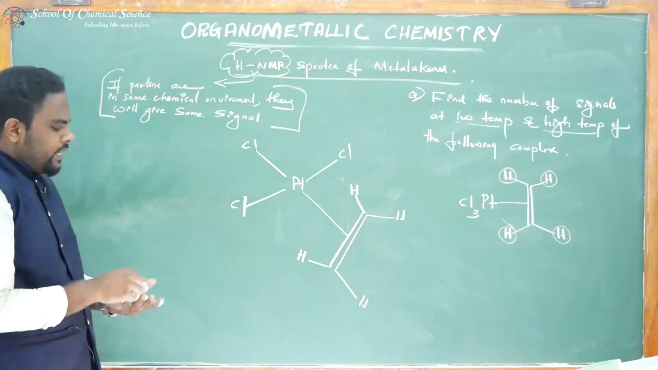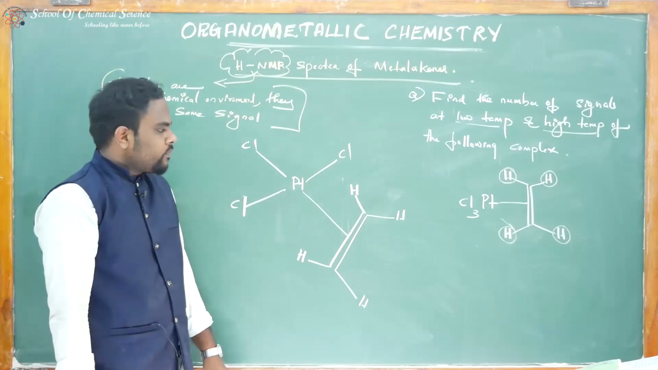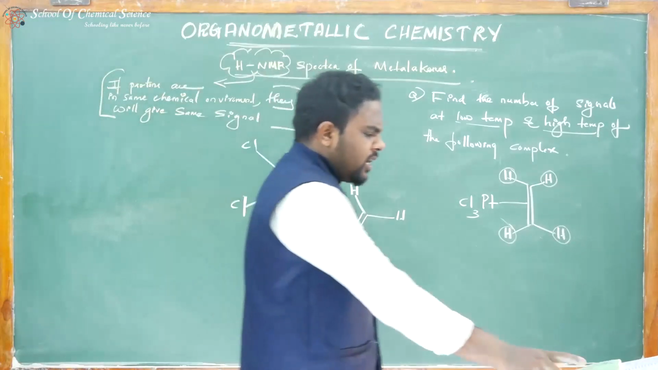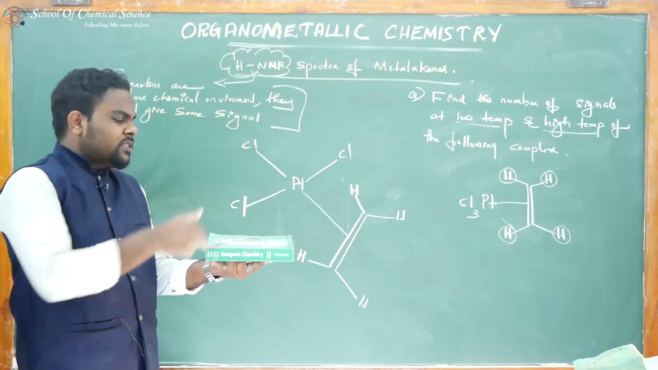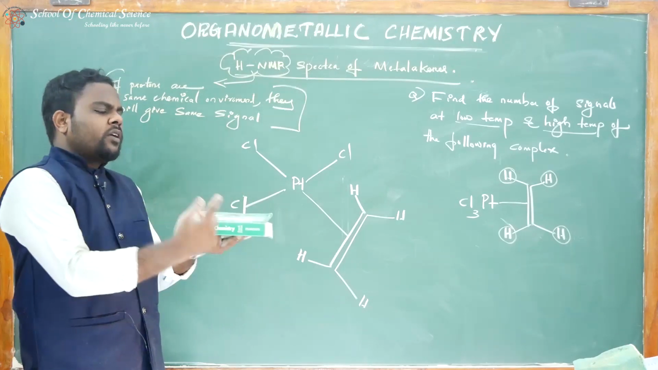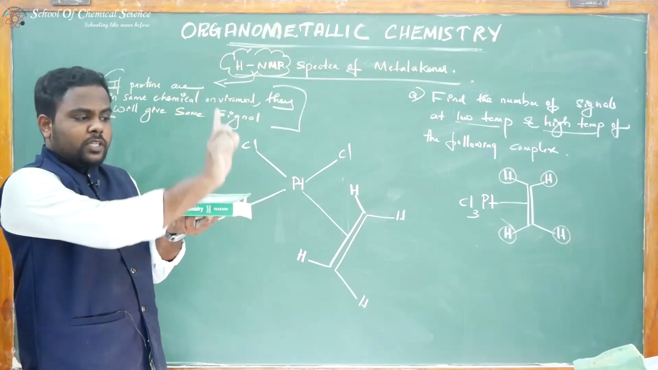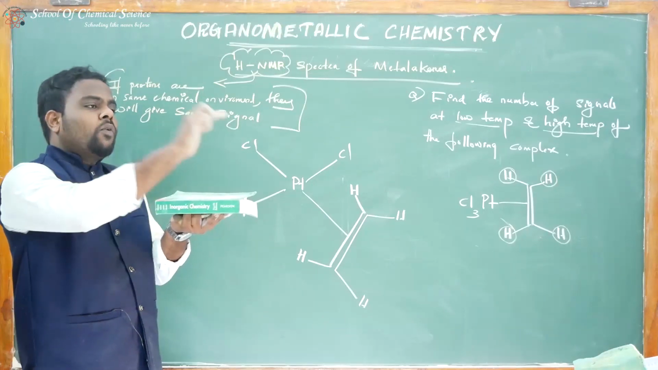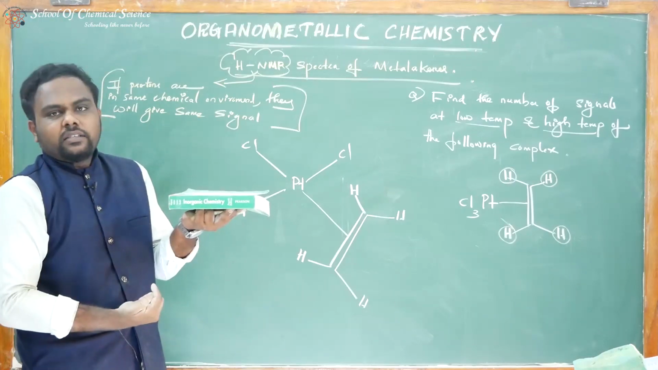Okay, only like this. So please listen. What is the arrangement of this alkene? Suppose this is the square plane, platinum here, 1 chlorine here, 1 chlorine here, 1 chlorine here. This alkene is perpendicular, double bond perpendicular, 1 hydrogen here, 1 hydrogen here, 1 hydrogen here, 1 hydrogen here.